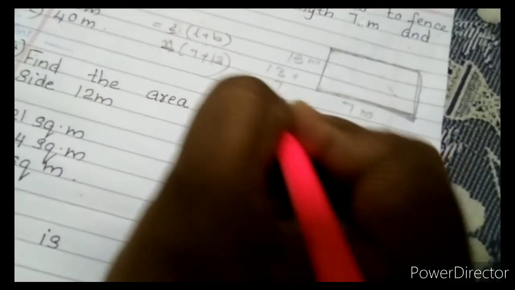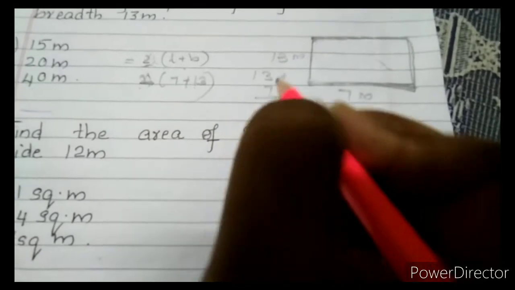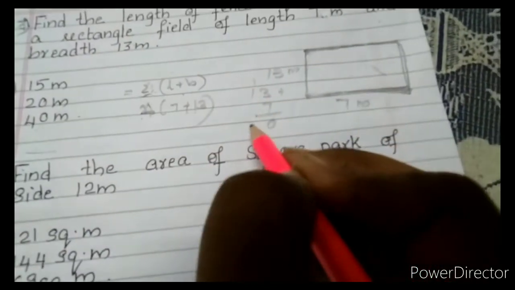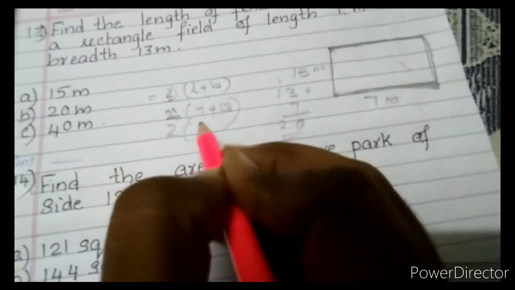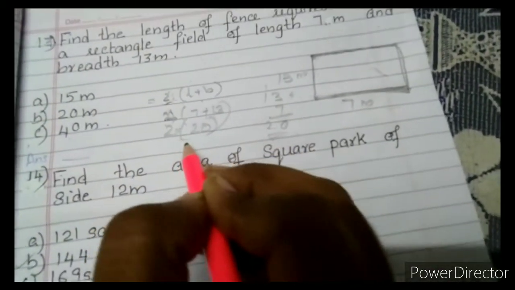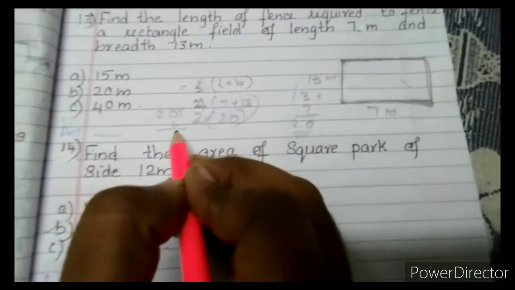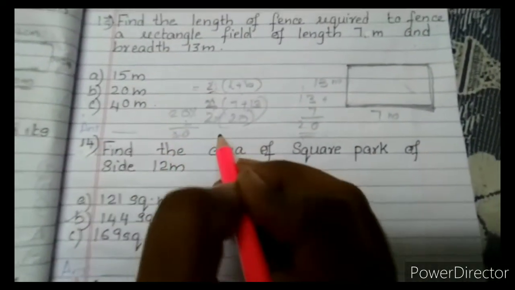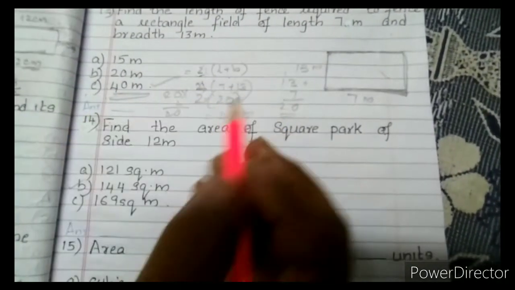13 plus 7. 7 plus 3 is 10, 10 plus 1, 1 plus 1 is 2. So 20. Then 20 into 2. 0 into 2 is 0. 2 2s are 4. The answer is 40 meter. The answer is C.